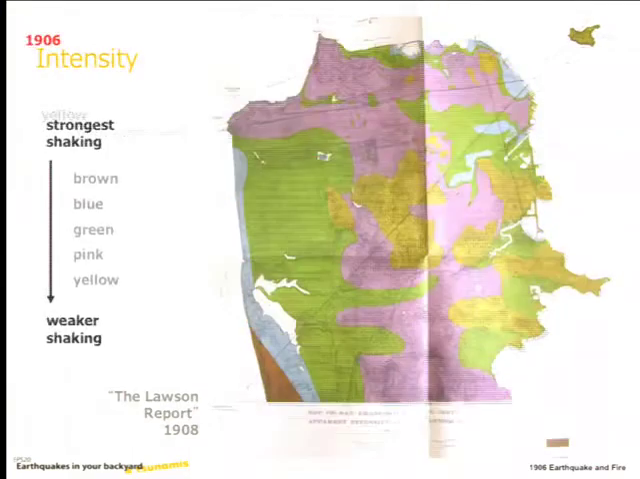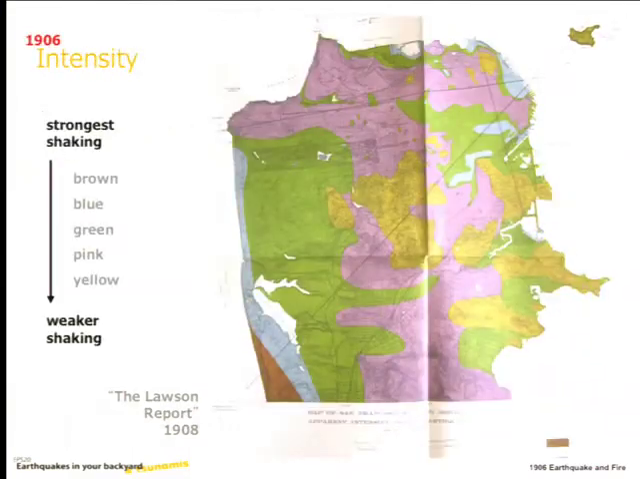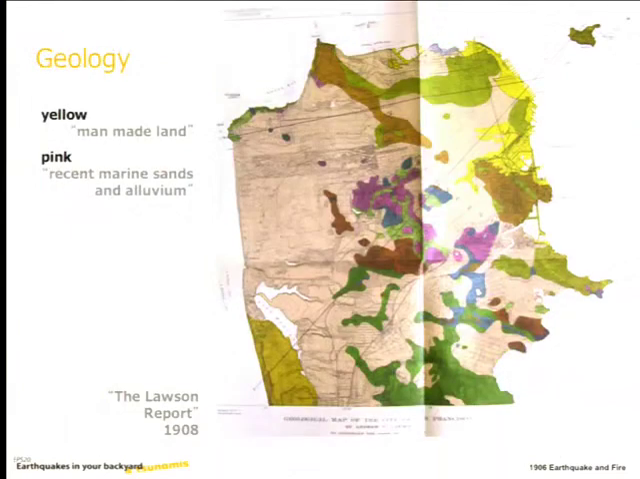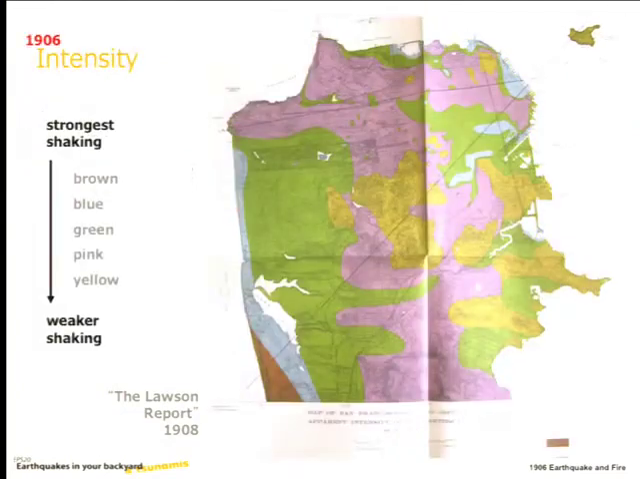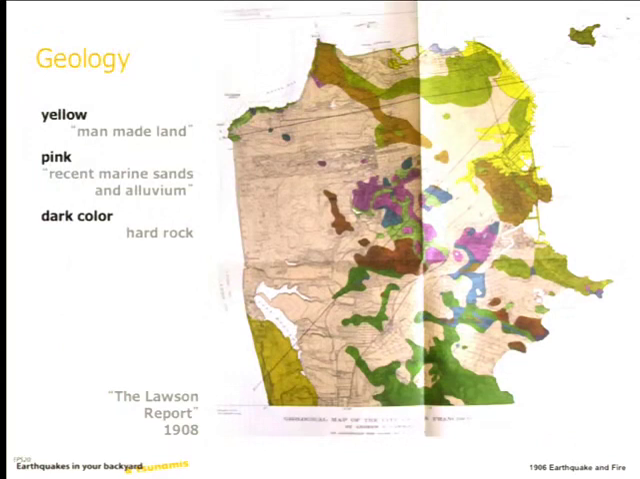But if we go back to this and look at the yellow, which is the weakest shaking on the map, what color does that tend to align with? All of the other weird colors, right? All of the other colors are hard rock. So they noticed, even in 1906, that your shaking is heavily dependent on how far you are from the ruptured fault and the type of land that your building is built on, right?